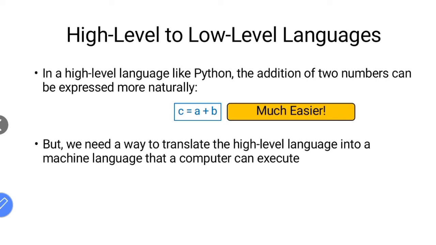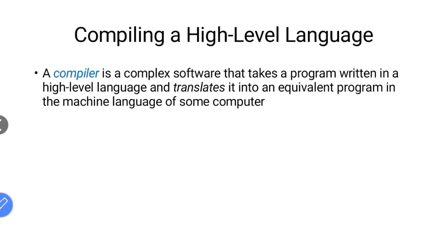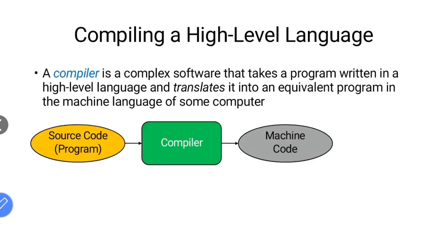But we need a way to translate that high level language into the machine language that a computer can execute. To this end, high level language can either be compiled or interpreted. Now here compiler and interpreter come in the picture to convert these high level languages into machine languages. A compiler is a complex software that takes a program written in a high level language and translates it into an equivalent program in the machine language of some computer.